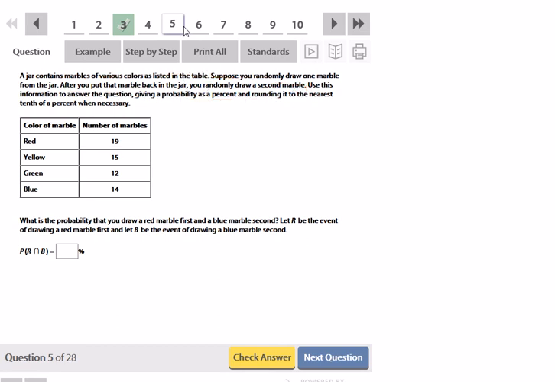If I put the marble back, there's the same amount of marbles for the second try as there was for the first try. So they want to know what is the probability of picking a red marble first and a blue marble second. Okay, so for the red marble first, there are 19 red marbles out of in total how many? They didn't tell you, so you have to add them. 19 plus 15 plus 12 plus 14 is 60. There's 60 marbles. So 19 out of 60 times, because you put it back, blue would be 14 out of the same 60.